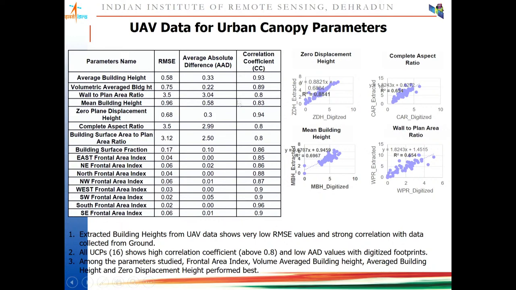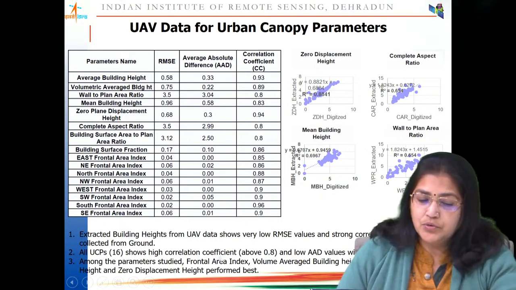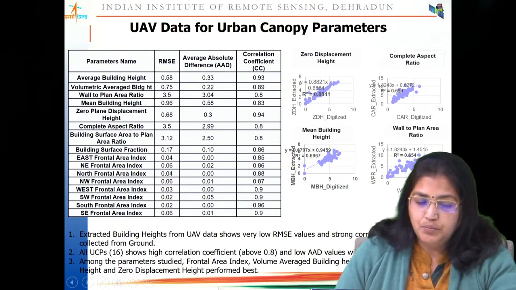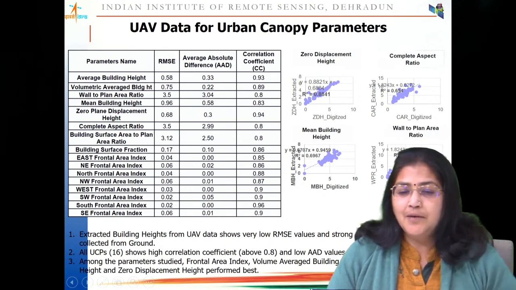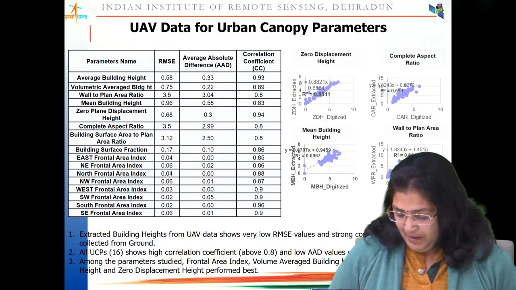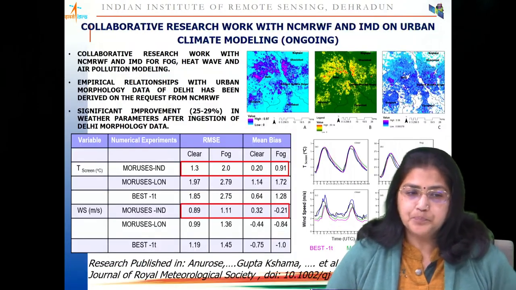It is showing very high correlation in both the data sets. It shows very low RMSE value and strong correlation with data collected from the ground, and all UCP show high correlation coefficient and low AD values with the digitized footprint. So these are some of the parameters that performed quite well, and we have found that this UAV data is very good for computation of urban canopy parameters.